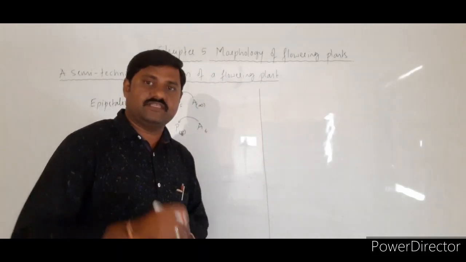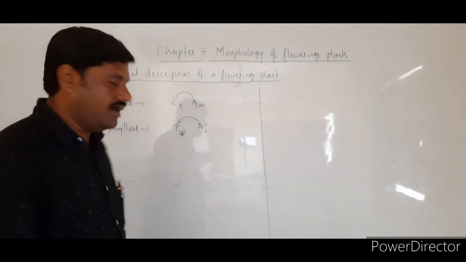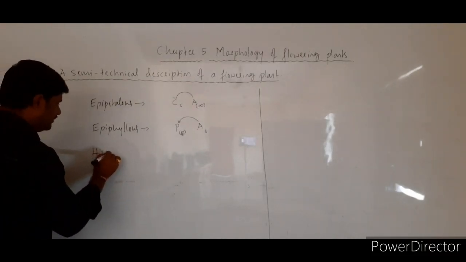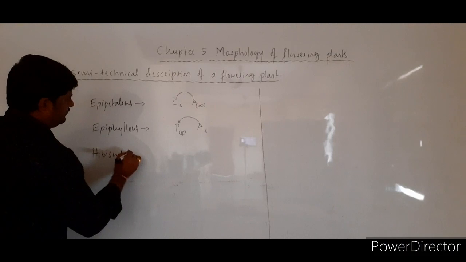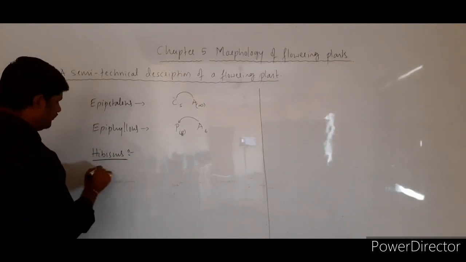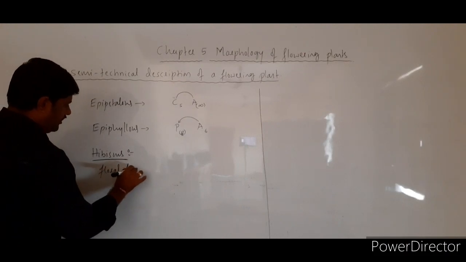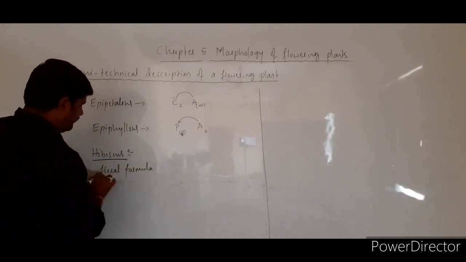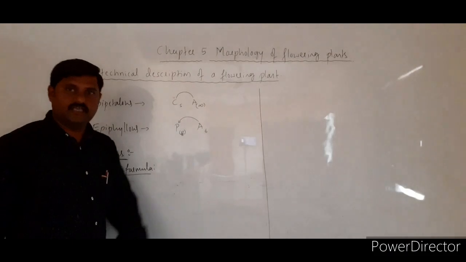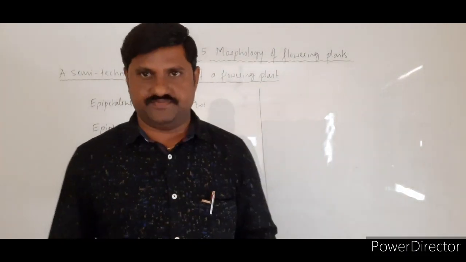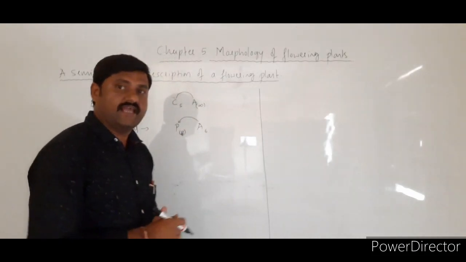So let us start with Rosa sinensis, the hibiscus flower. This flower has a floral formula. How to write the floral formula of hibiscus? Imagine yourself, a hibiscus flower is there in your hand. Okay, how to describe that one?